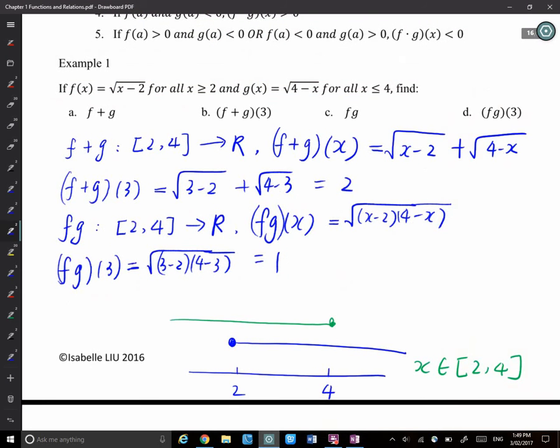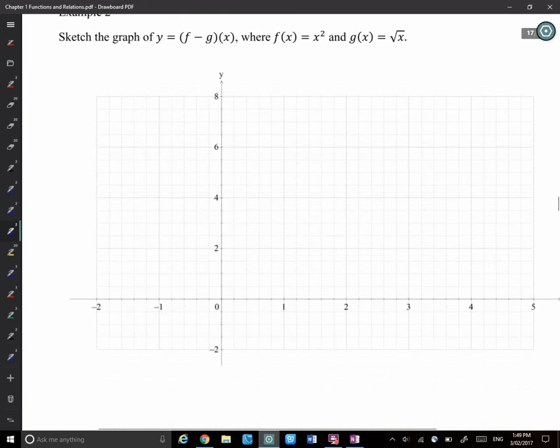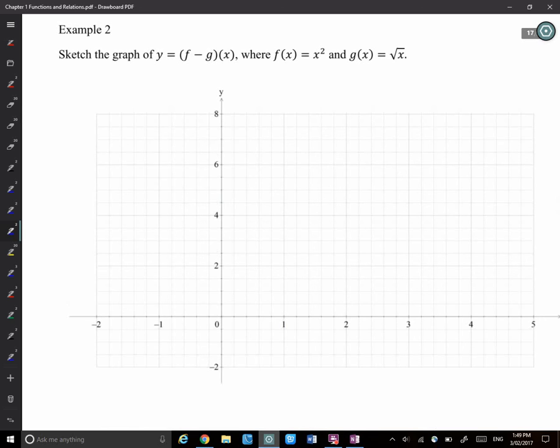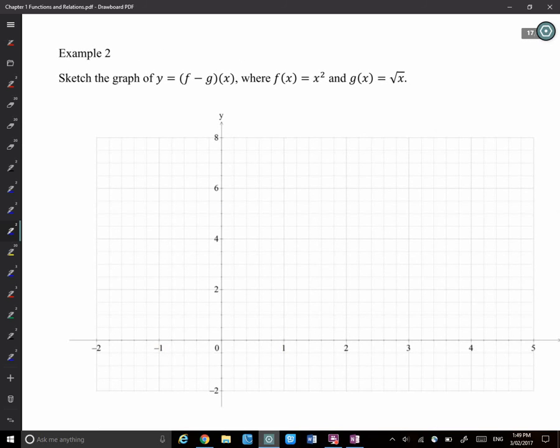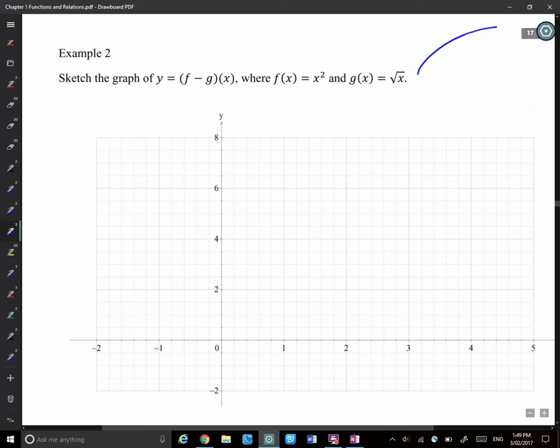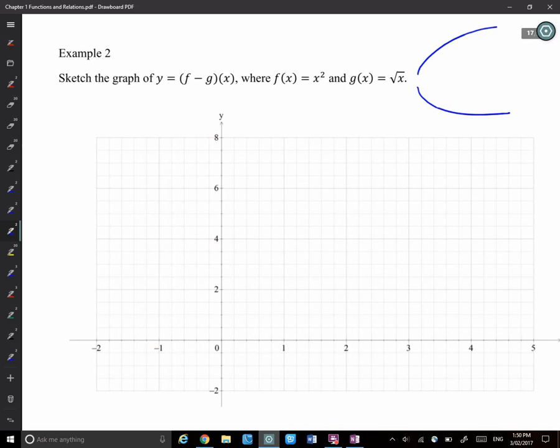Okay, let's come back to this. Now we come to a sketching question. Sketch the graph of y equals f minus g(x). Minus g(x), so g(x) is square root x. What does square root x look like? It looks like this. But I want to subtract g(x), so I want to sketch minus g(x) first. My minus g(x) will be the bottom one, reflected in the x-axis.